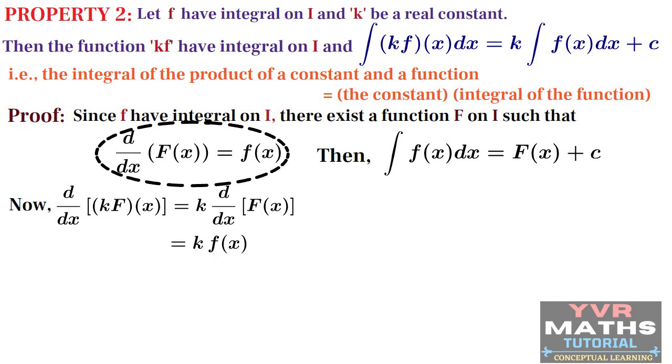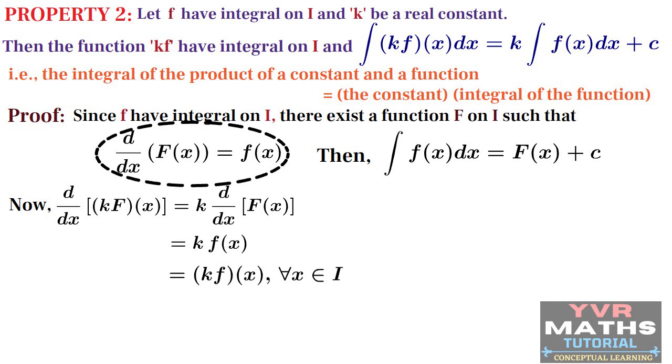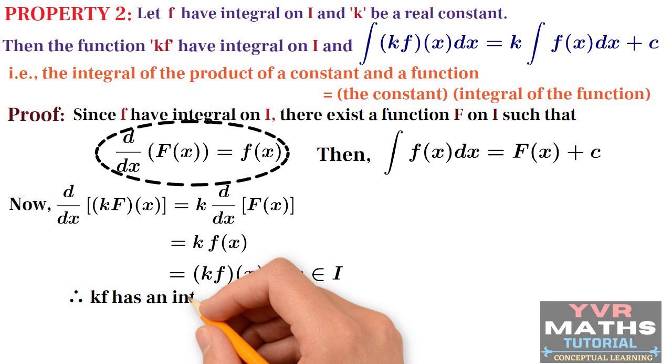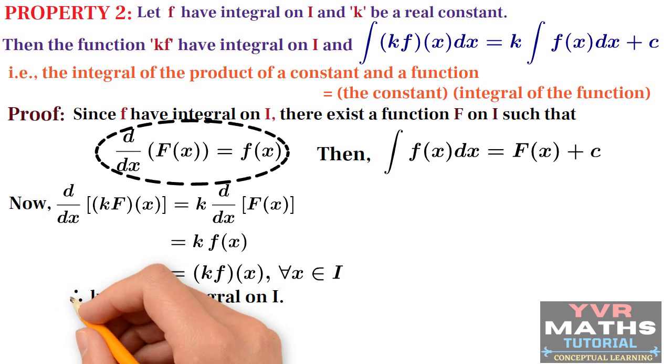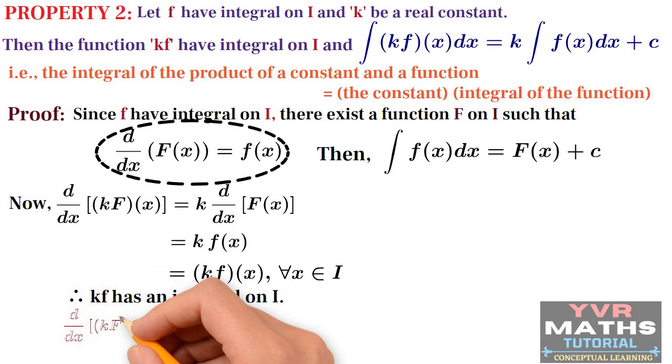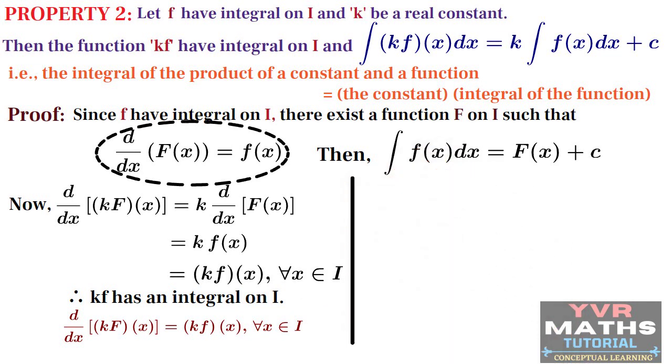From the algebraic properties, this can be written as kf of x for every x belongs to I. So what can we say here? d by dx of kF of x is equal to k small f of x. That means kf has an integral on I according to the antiderivative definition. That is, d by dx of kF of x is equal to k small f of x for all x belongs to I. By the definition of integral, how can we write this?